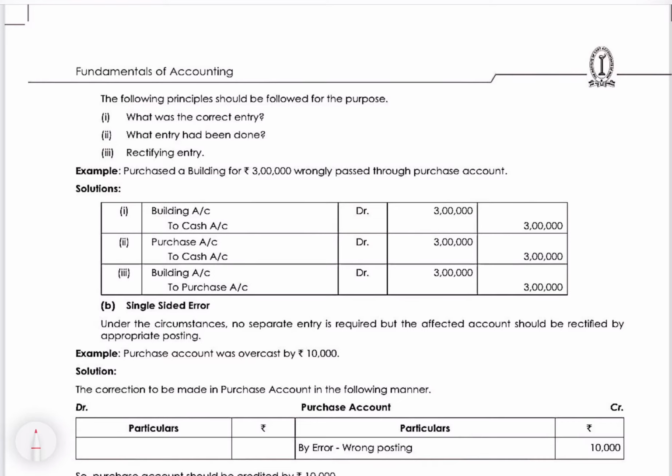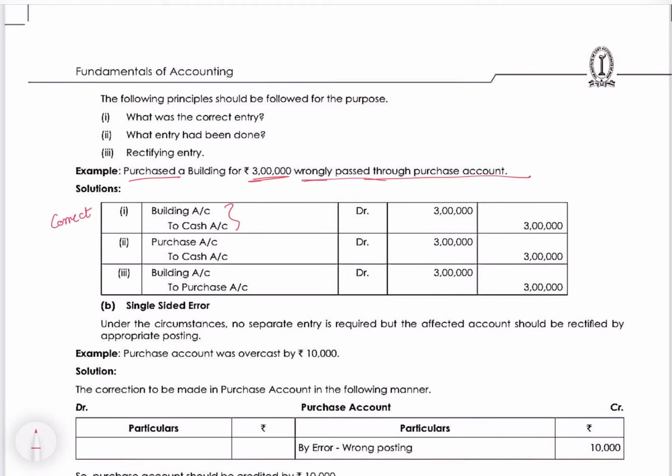So for an example, they have said purchased a building 3 lakhs, wrongly passed through purchase account. So what has happened? Your correct entry should be what? We purchased a building. So can I say an asset is coming in, a real account, debit what comes in, and we are paying cash. So cash is going out, so credit the cash. So building account debit to cash account. This is the correct entry.